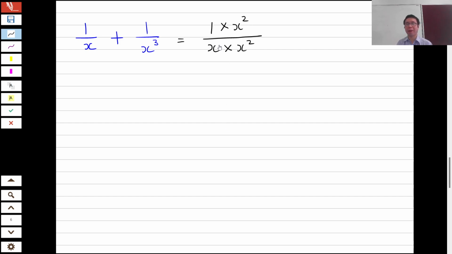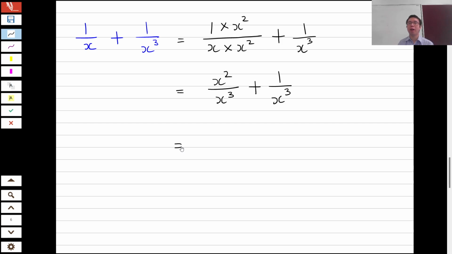Okay, because x to the power of 1 times x to the power of 2 is x to the power of 1 plus 2, which is x to the power of 3. Okay, this is going to simplify to x squared over x cubed plus 1 over x cubed.